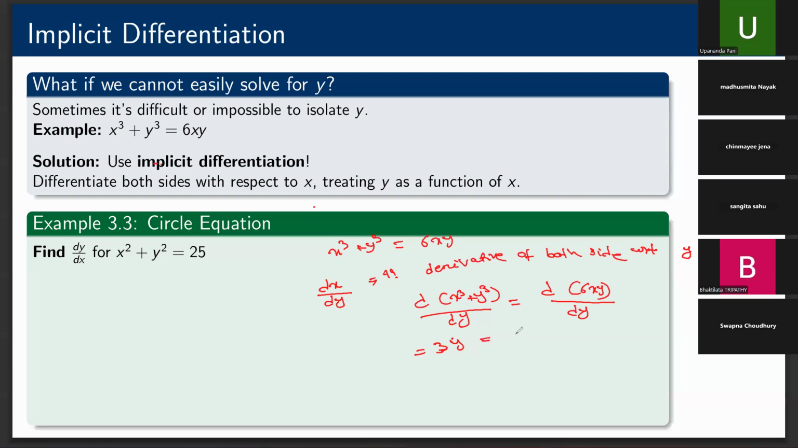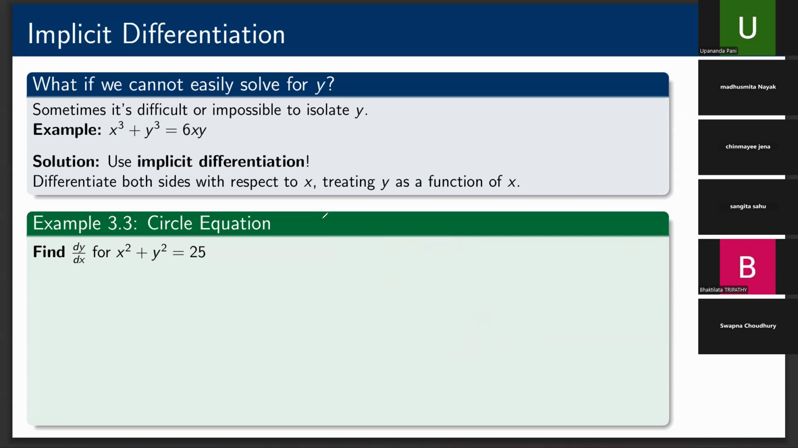That is equal to the derivative of 6xy. So 6 is constant, x constant taken outside. The derivative of y with respect to y will be 1. So one thing is wrong. Okay, I made a mistake here.